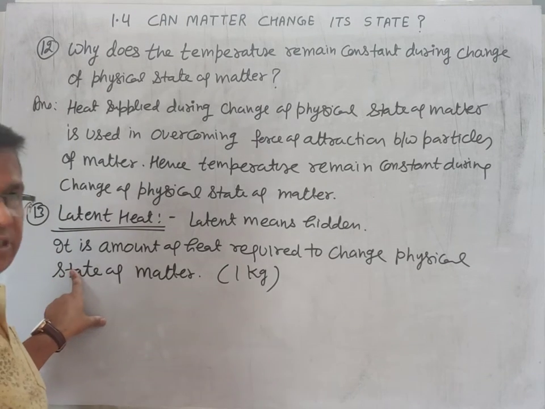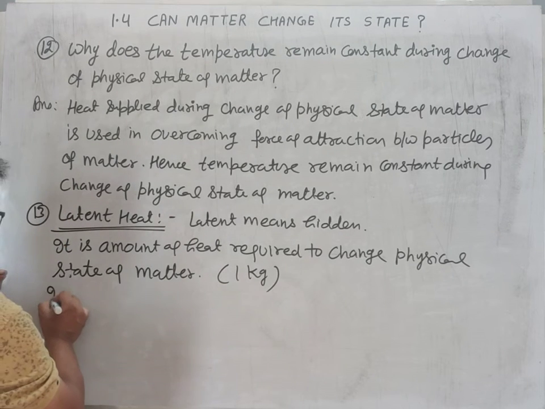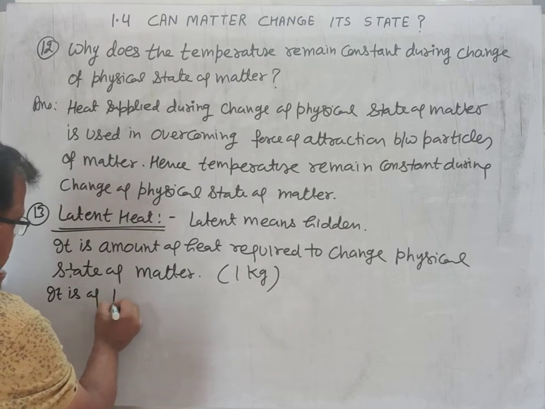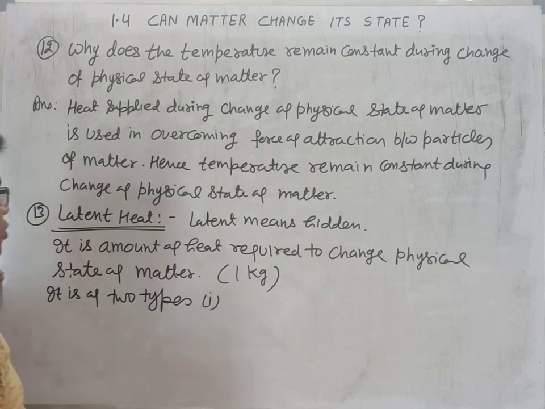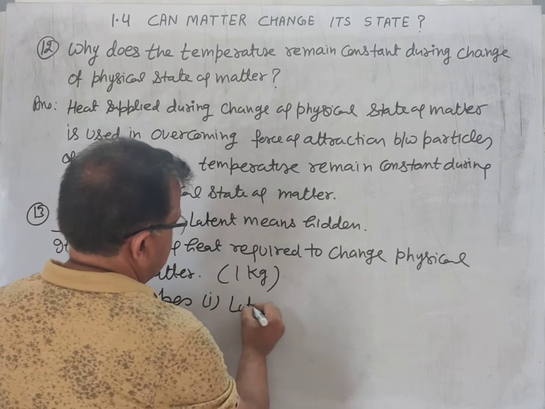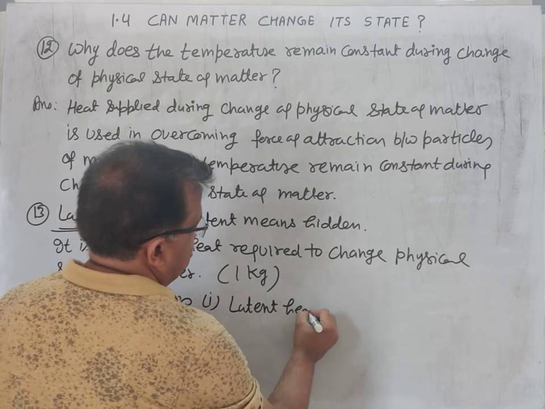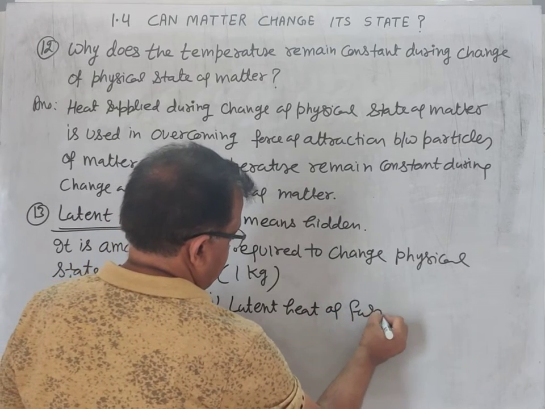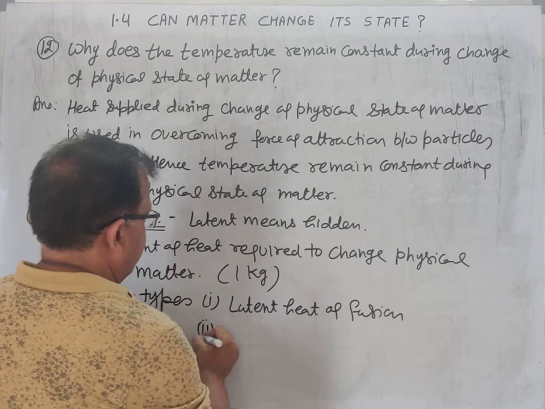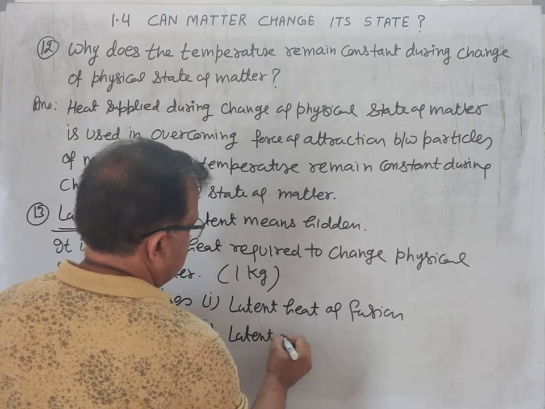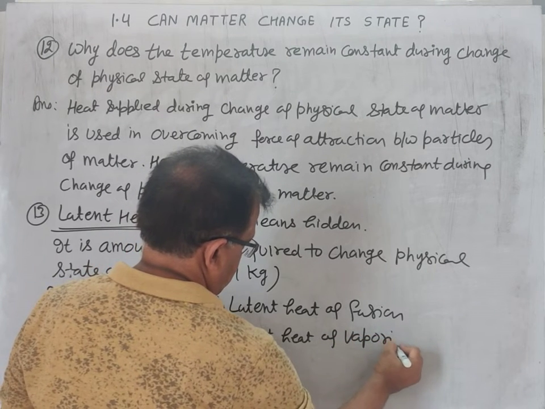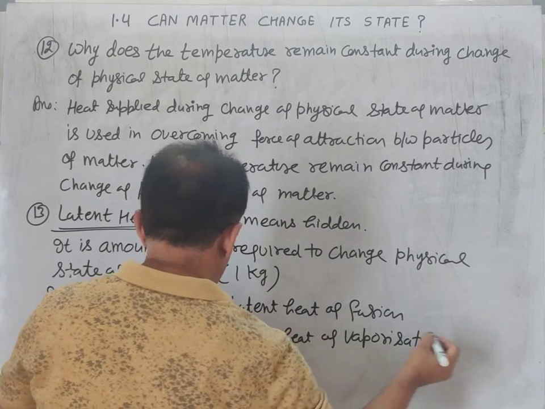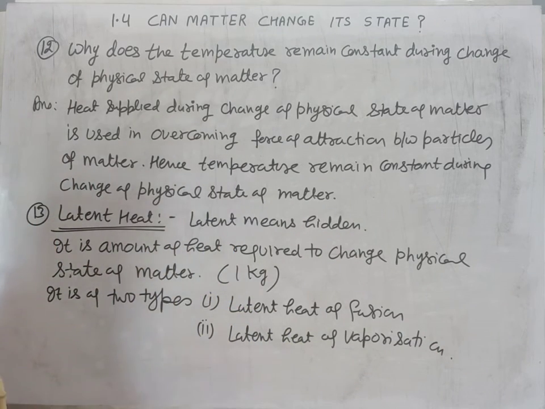Depending upon the state change, it is of two types. Number one, latent heat of fusion, and number two, latent heat of vaporization. Now we shall define them.